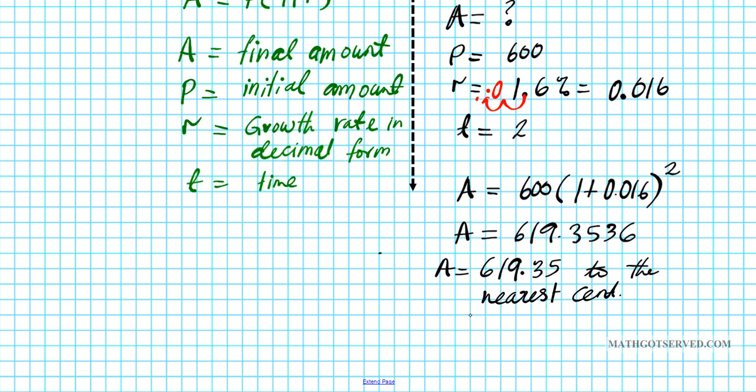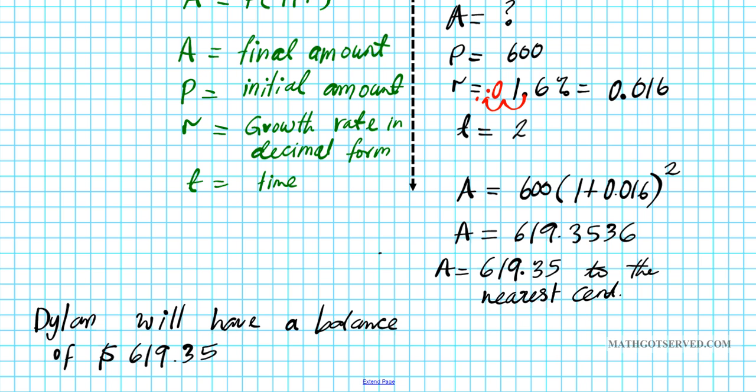So what does this answer mean? Let's contextualize our results. Within the context of the problem, let me see, what did the question ask? Since we're talking about the future, we can say Dylan will have a balance of $619.35 after 2 years. So do you see how much interest he earned? He earned $19.35. So that's how much money he has.